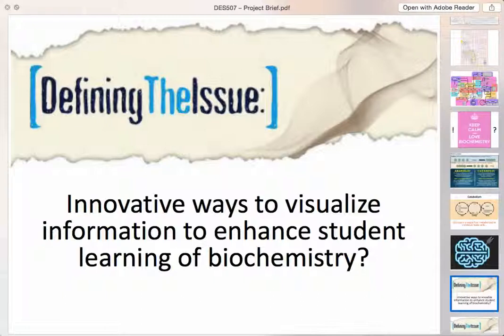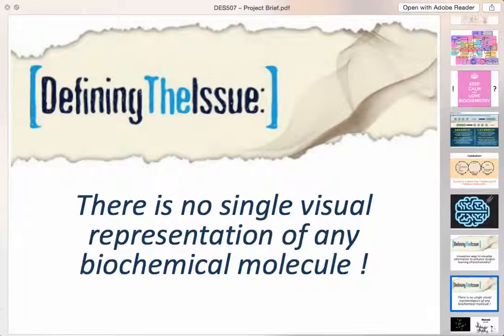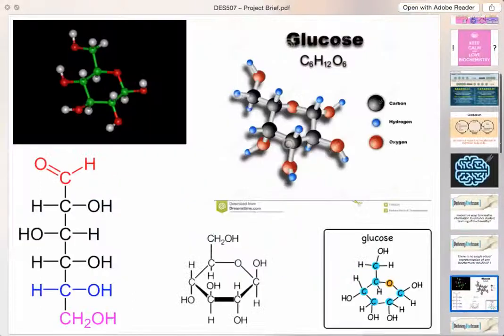Innovative ways to visualize information to enhance students' learning of biochemistry. There's no single way to represent any biochemistry molecule. So for me to go and design a molecule in a way I feel fit wouldn't really be a necessity, for the sheer fact that people aren't looking at the way it's designed. So I feel if I was to try to design the way they actually look, this will complicate the user even more.